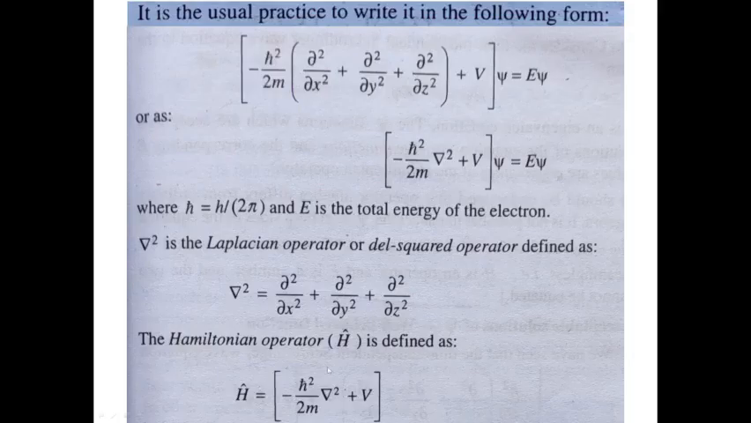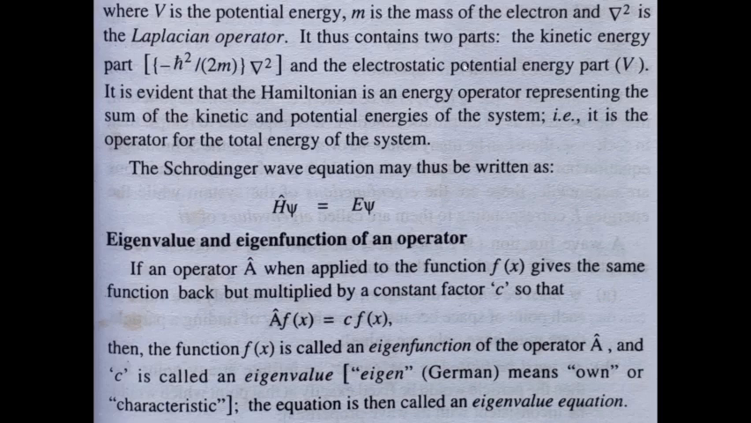because it contains del square. This H operator contains the kinetic energy part, and then the electrostatic potential energy part, so it contains both parts. The Hamiltonian contains both parts, and it is evident that the Hamiltonian is an energy operator representing the sum of the kinetic energy and the potential energy of the system. It is the operator for the total energy of the system. So total energy is E.